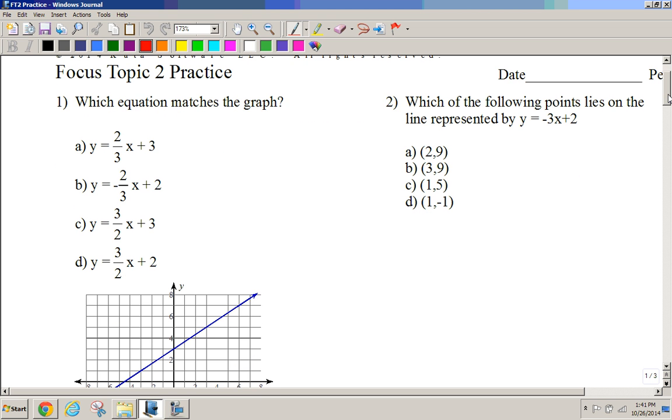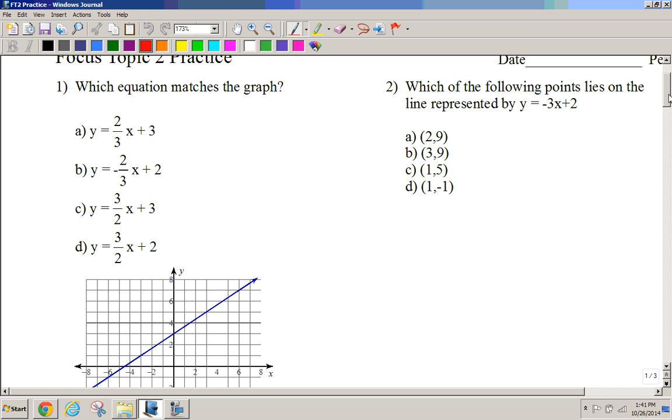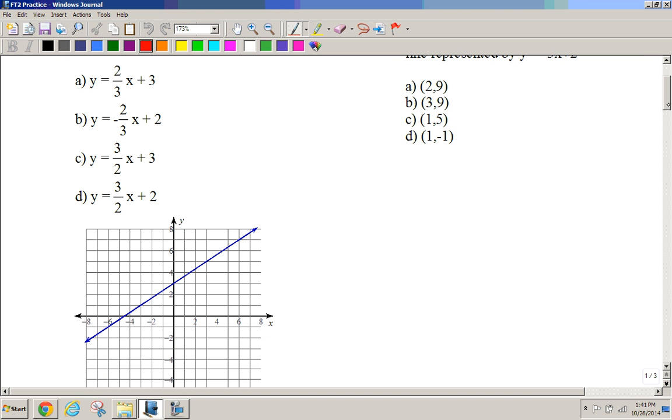All right, so question 1, which equation matches the graph? Now there's two different ways you can do this, okay? The first way you can approach it is by putting it in your calculator, each one of these choices, one at a time, and seeing which one matches the graph. The second way that you can do it is just to look at your graph and match up your y-intercept and your slope. So if we're looking for our y-intercept, remember the general equation of a line is y equals mx plus b. This b value, the last number, that is our y-intercept, or our starting value.